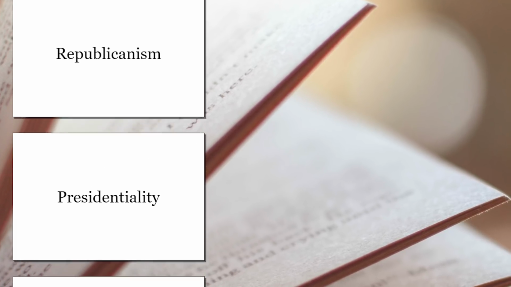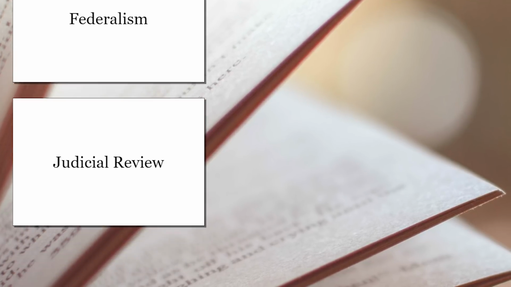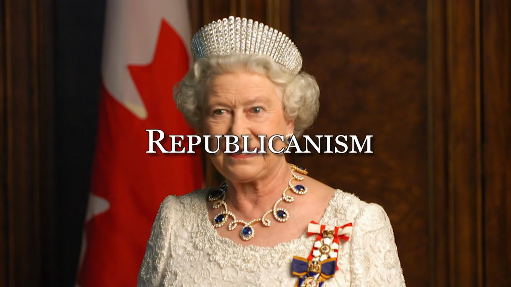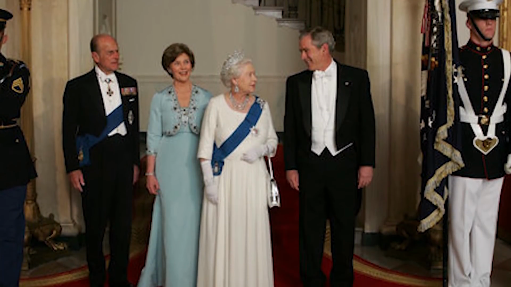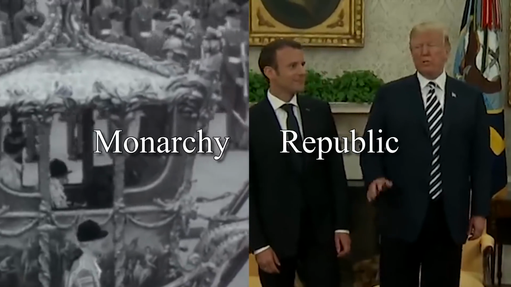First, Republicanism. Second, presidentiality. Third, federalism. And fourth, judicial review. The first one, Republicanism, is rather straightforward. Does your country have a monarch or not? A country with a monarch is a monarchy, and a country without a monarch is a republic.